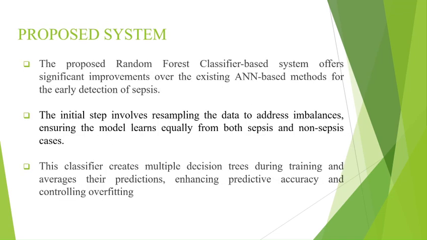Proposed system. The proposed random forest classifier based system offers significant improvements over the existing ANN based models for the early detection of sepsis by addressing key limitations such as handling long sequences, computational speed, gradient issues, and training complexity. The new system promises more accurate, efficient, and reliable predictions, ultimately aiming to reduce sepsis-related mortality.